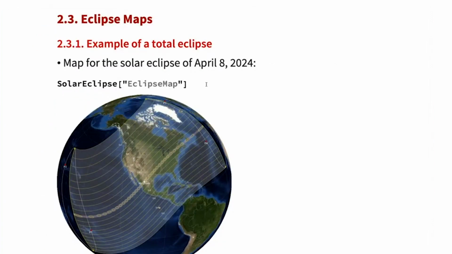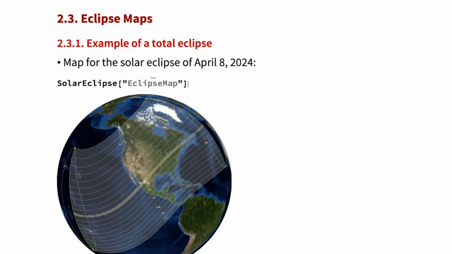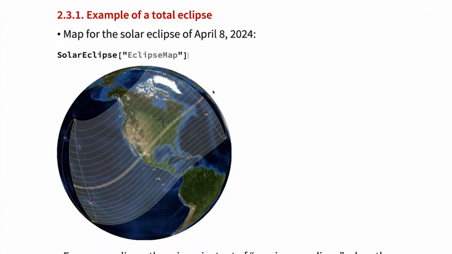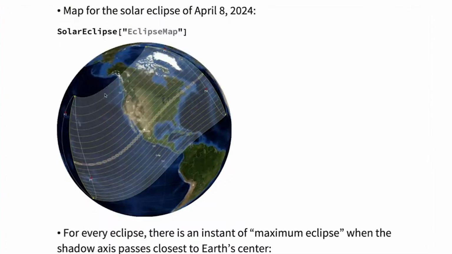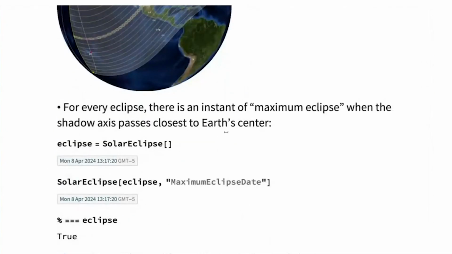So a nice property we have in SolarEclipse is a map. If you don't specify a date, it will mean the map of the next eclipse, which is this map. It shows the path of totality, some level lines for the different magnitudes of the eclipse. So this is where the eclipse starts at sunrise. This is where the eclipse ends at sunset.